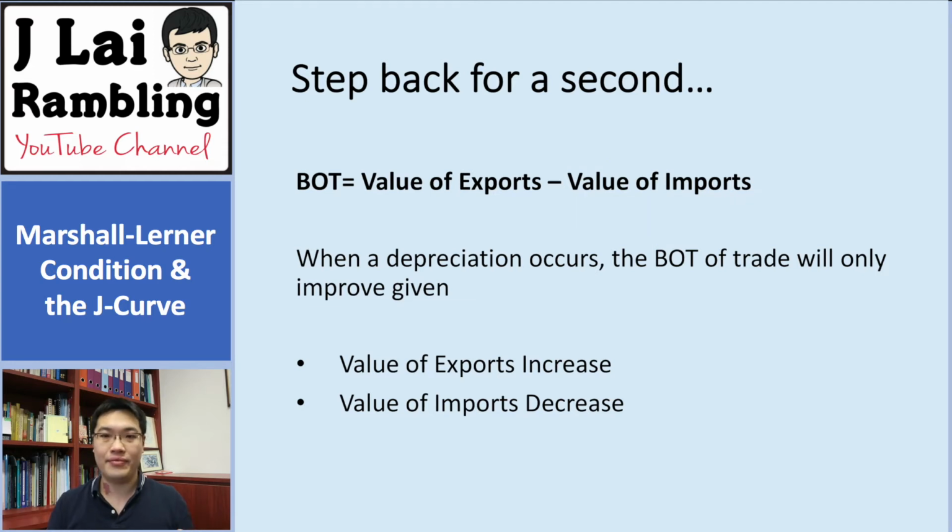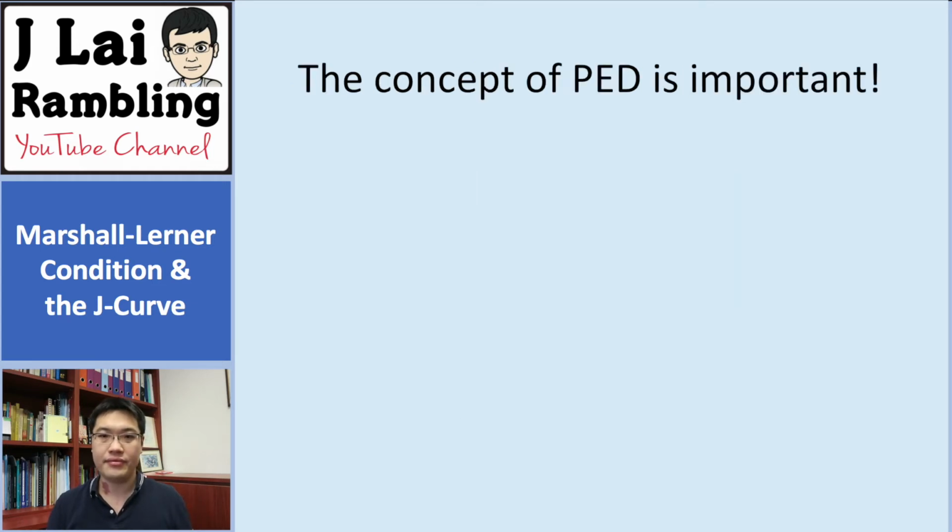It goes down. Because what's happening here is if you want to generate a more positive number, a bigger number for the balance of trade, you want the value of exports to go up and the value of imports to go down, okay? It must go in opposite directions in that manner for the balance of trade to increase.